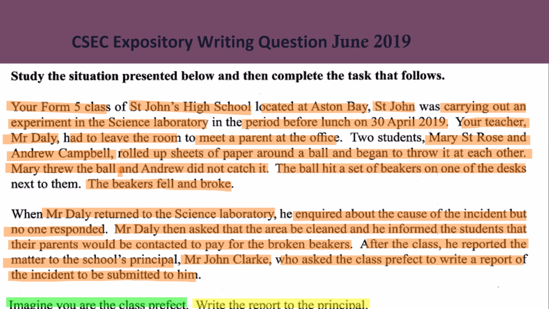Transitional phrases will include words and phrases like after that, meanwhile, afterwards. Okay, these help you to put your writing in a coherent way.